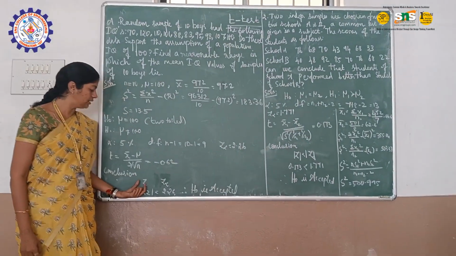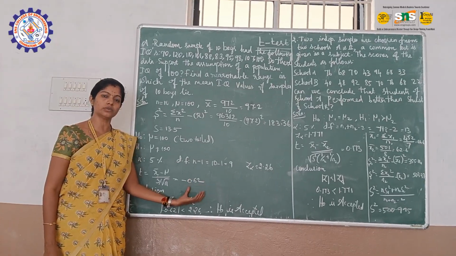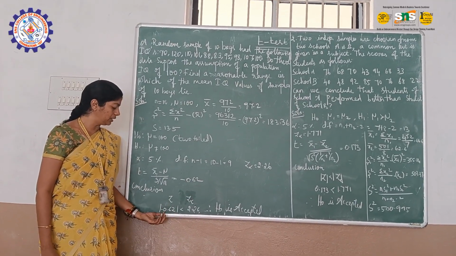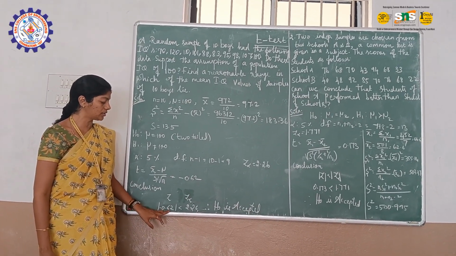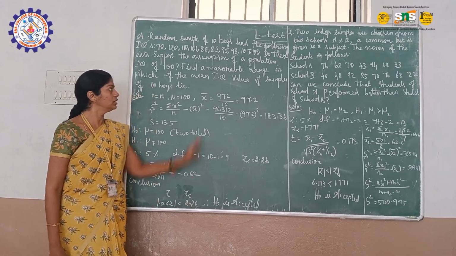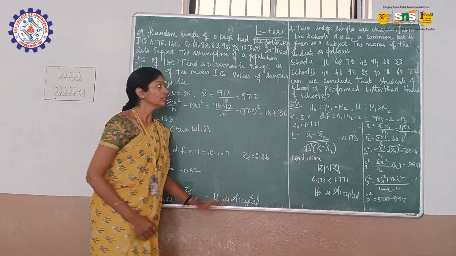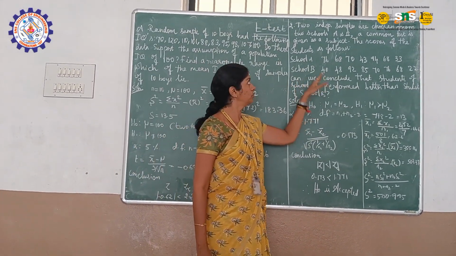So here the t value is minus 0.62. If you have any negative value, we have to take the modulus of that. It will turn into 0.62. Then 0.62 is less than 2.26. So H0 is accepted. Then we have to move to the second problem.